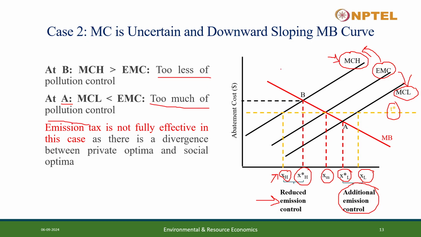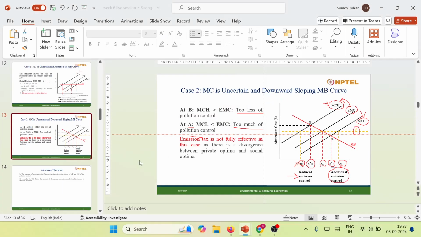So when the MB curve is downward sloping, then emission tax is not fully effective because there is either a higher or lower level of pollution control, which is the divergence between private optima and social optima. So I will stop here. If you have any question, then we will continue with the next part.